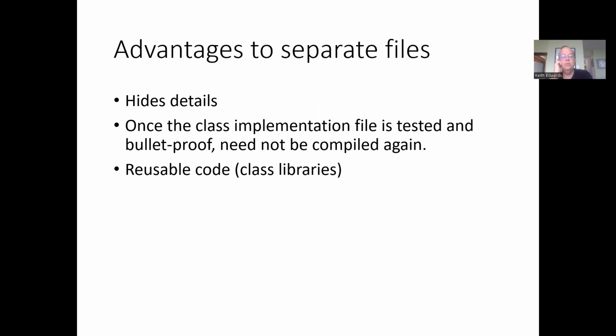So some of the advantages to separate files: again, they hide details. Sometimes we don't want to know all the information about how something gets done. And once our implementation file is tested and bulletproof, we don't need to compile it again. And we can also make that reusable code and put it into a class library. So, if we have another application that needs a student class, we can just #include our student class again, rather than copying and pasting the code and potentially subjecting it to errors.